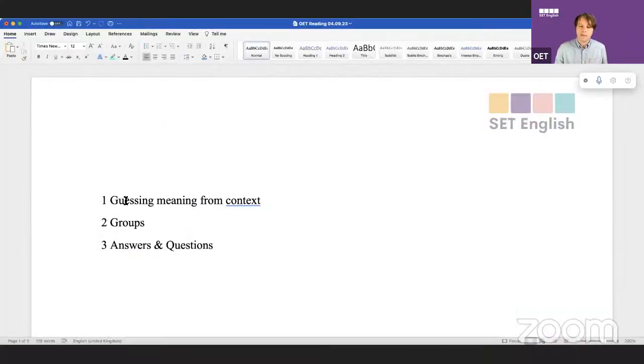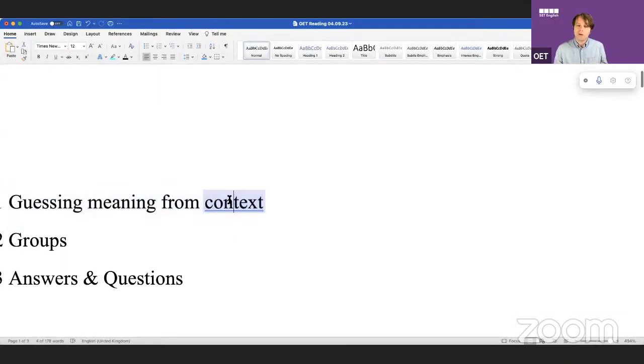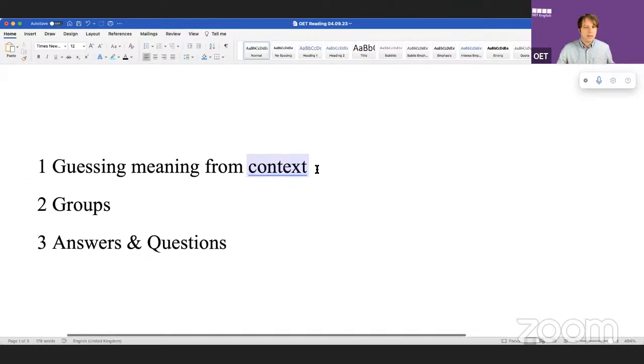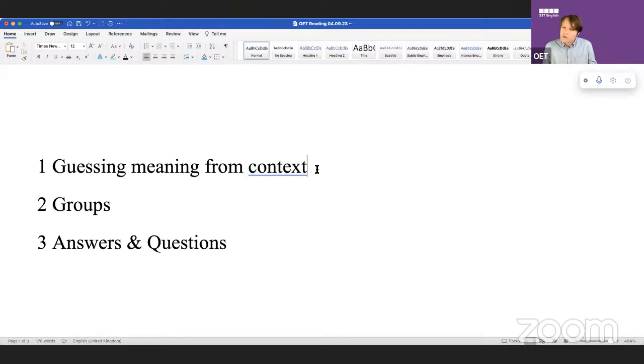Basically, we'll talk at the start about guessing meaning from context. You all know this, you all probably do this, but we can talk about how to do it in a systematic way. And today you can practice doing this because come on, you're not always going to know the vocabulary. So sometimes we need to guess. All right, so that's the first thing in this class.